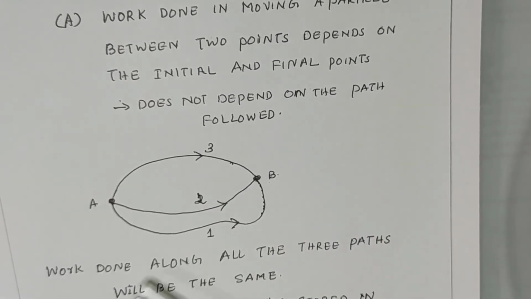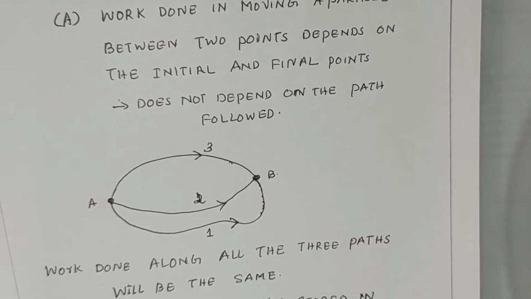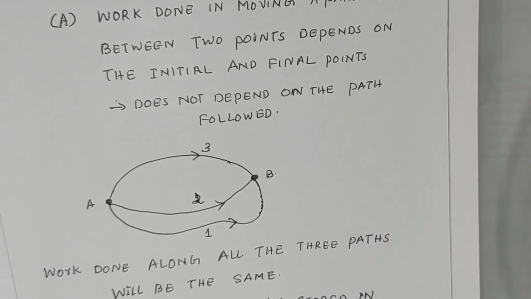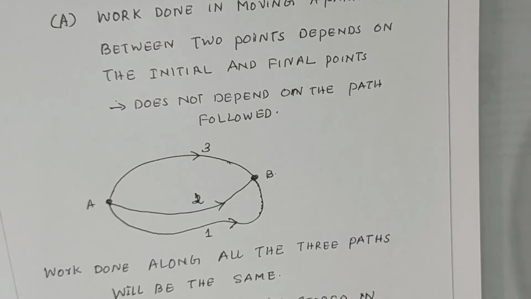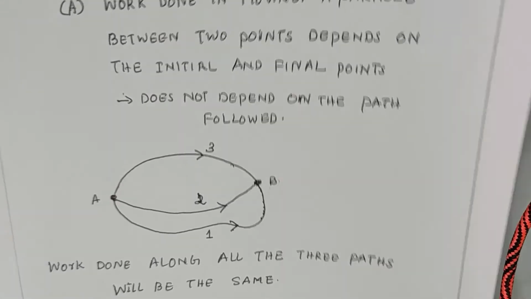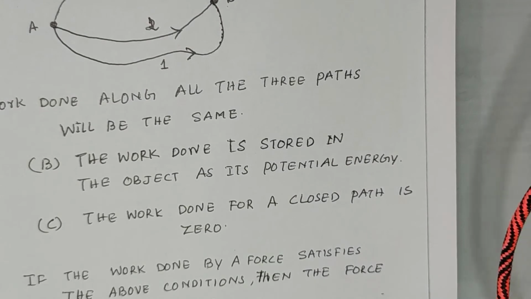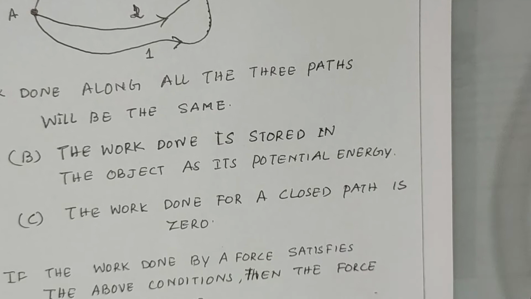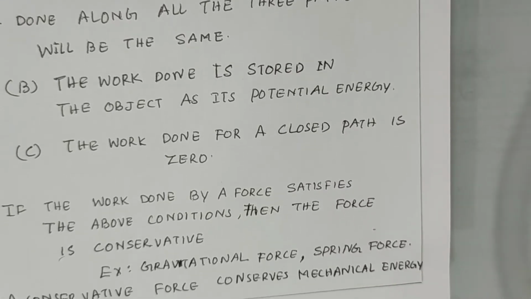Here, in this case, the work done along all the 3 paths will be the same if the force involved is conservative. The work done is stored in the object as its potential energy. Also, the work done for a closed path is 0. If all the above conditions are satisfied by a force, then the force is conservative.